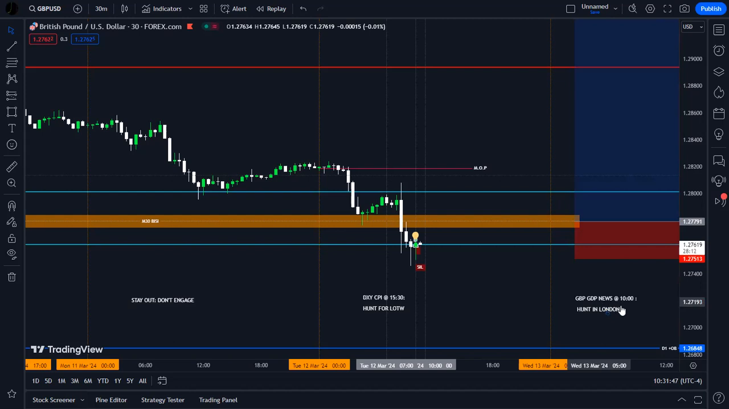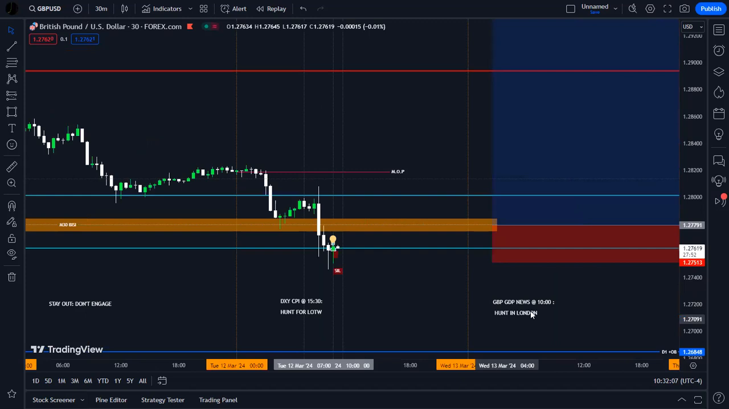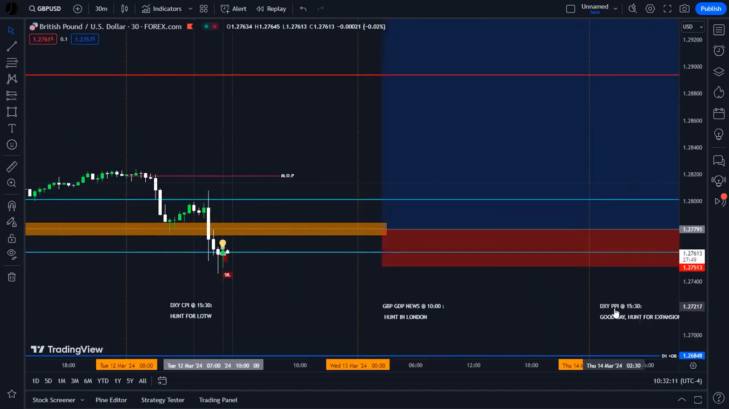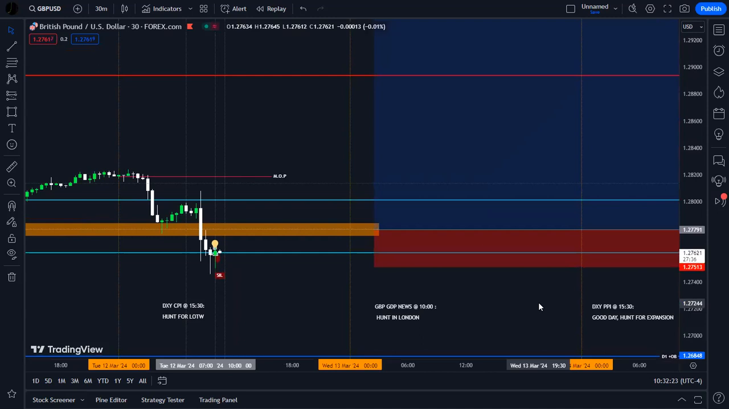So tomorrow, GDP, pound gross domestic product news is released at 10. This is where we are going to hunt for another setup in London. Because tomorrow we don't have dollar news, only pound news, and since we are trading pound, we will hunt for a setup in this pair during the London session. Thursday, DXY PPI 1530. It will be a good day to hunt for expansions higher. So we have everything in plan.